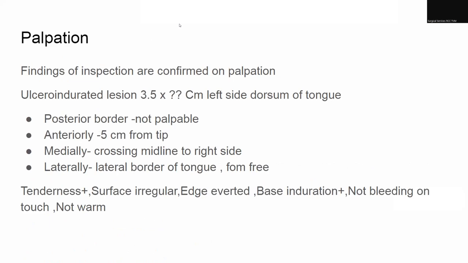Coming to palpation, the findings of inspection are confirmed on palpation. There is an ulcero-indurated lesion 3.5 into X centimeter on the left side dorsum of tongue. On palpation, the posterior border is not palpable. Anteriorly, it is 5 centimeter from the tip of the tongue. Medially, it is crossing the midline to the right side. Laterally, it is reaching the lateral border of tongue. The floor of mouth is free.